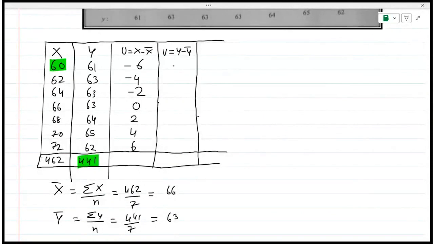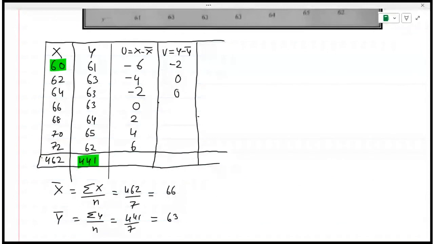Now v is y minus y bar. So 61 minus 63. Y bar is 63, right? So y value minus 63. So minus 2, 63 minus 63 is 0, 63 minus 63 is 0, 63 minus 63 is 0, 64 minus 63 is 1, 65 minus 63 is 2, 62 minus 63 is minus 1. Is this clear to all?